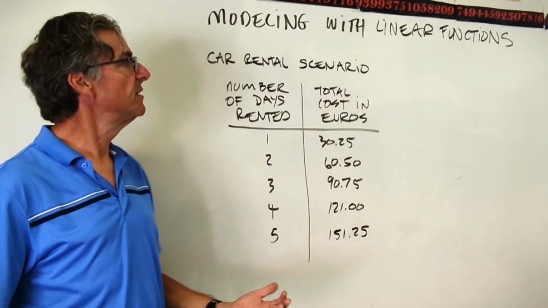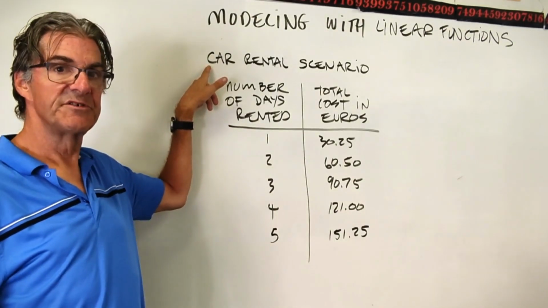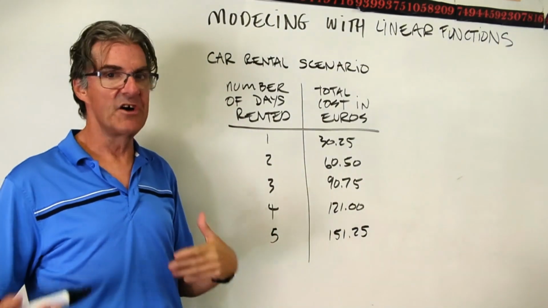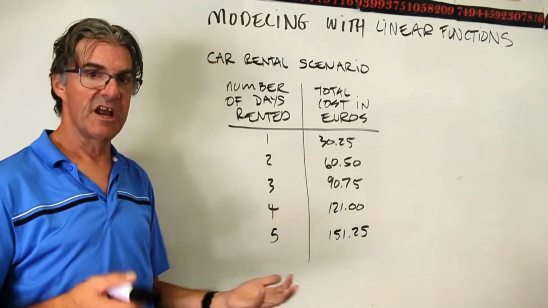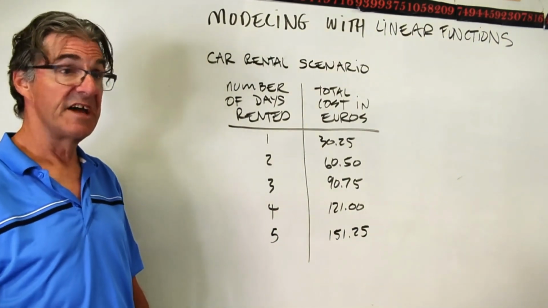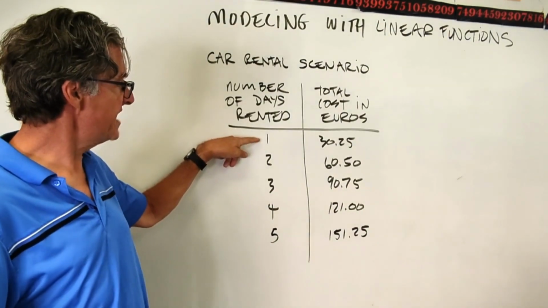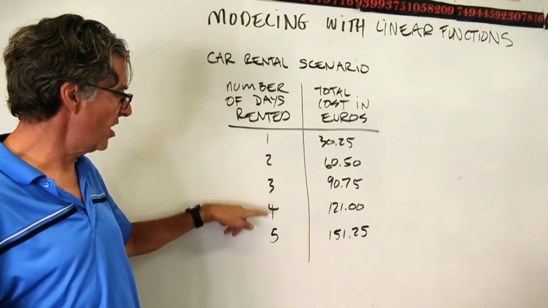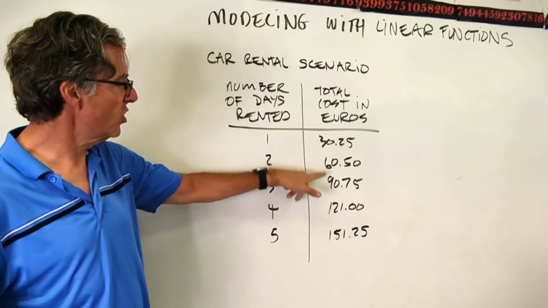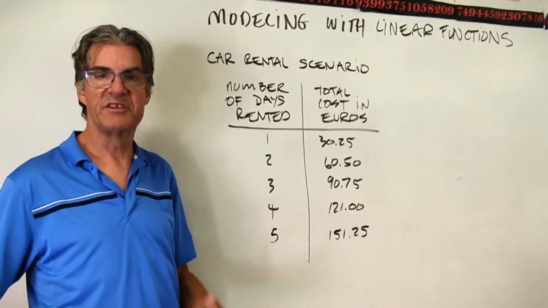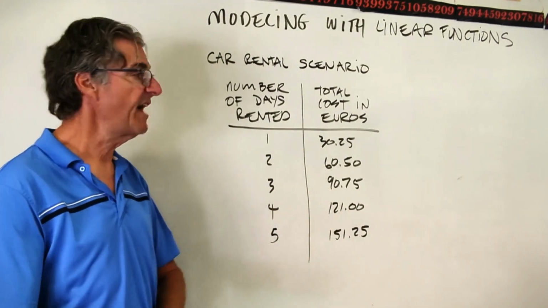Okay, here's a word problem for you. This is a car rental scenario. Commonly, people fly to other cities, they don't bring their car, they've got to rent a car to get around while they're on that trip. So what we have is a table that shows the number of days that the car is rented, and then we have the total cost in euros. So this person is maybe going to Italy or France or something like that.